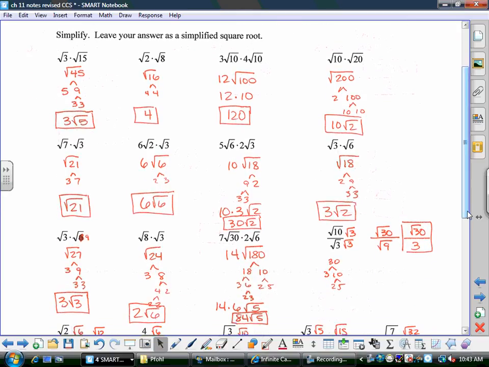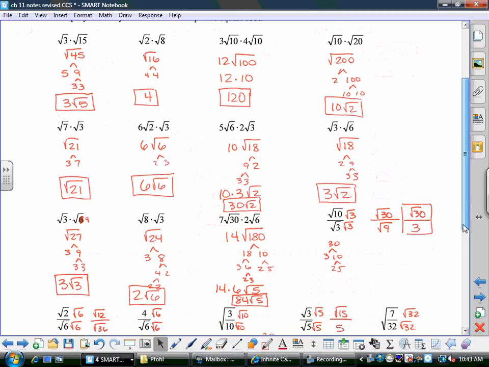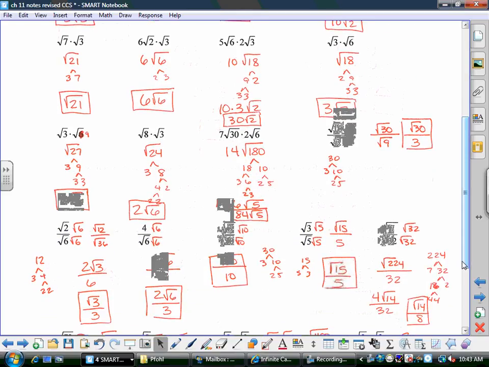In the second row, the answers are square root 21, 6 square root 6, 30 square root 2, 3 square root 2. In the next row, we've got 3 square root 3, 2 square root 6, 84 square root 5, and square root 30 over 3. 30 can't be broken down and simplified any. There aren't any pairs when you split apart the 30, so it's going to stay square root 30 over 3.